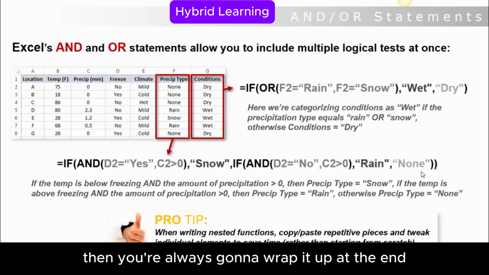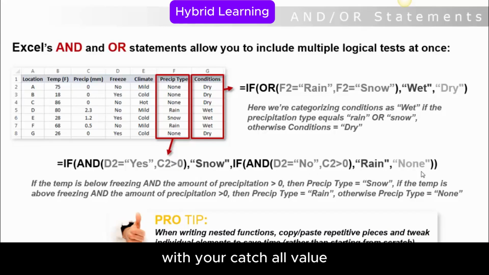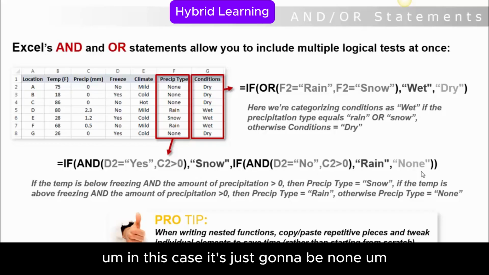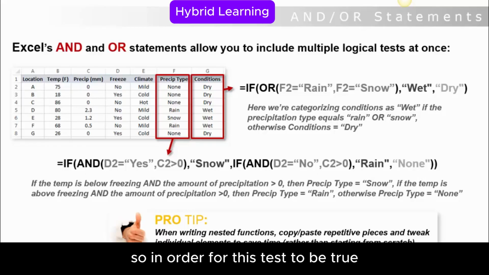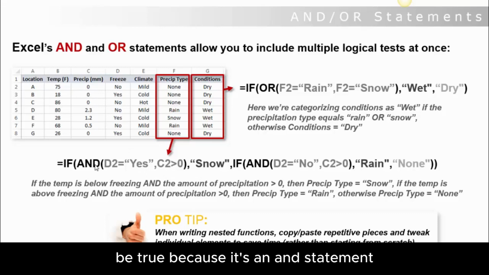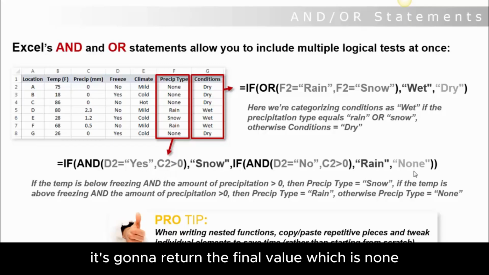Then you're always going to wrap it up at the end with your catch-all value if false value. In this case, it's just going to be none. So in order for this test to be true, both of these conditions need to be true because it's an and statement. And then if none of these are true, it's going to return the final value, which is none.